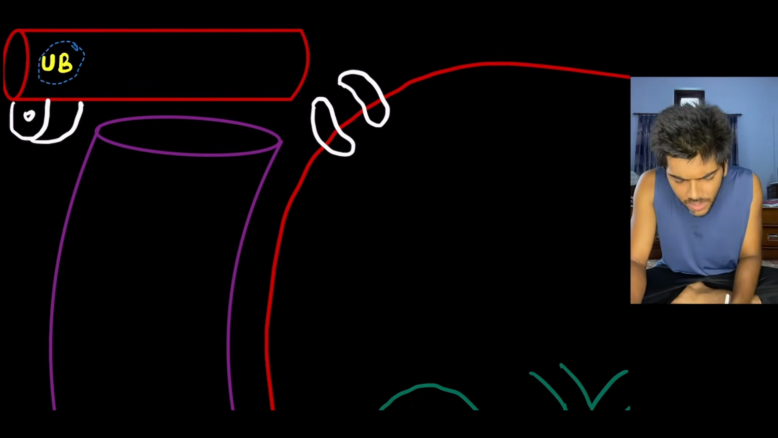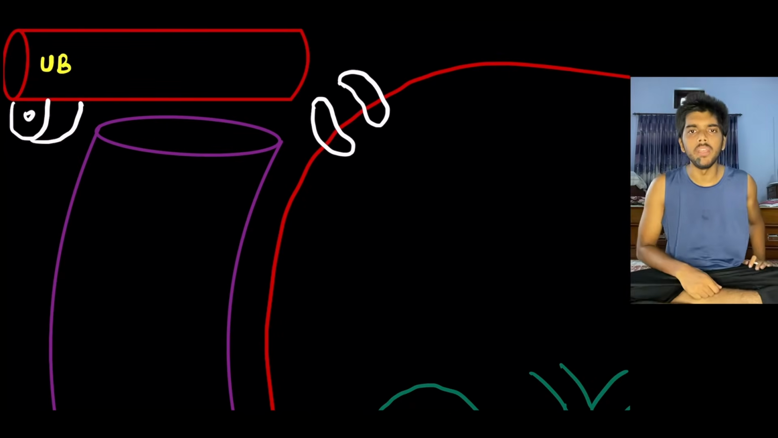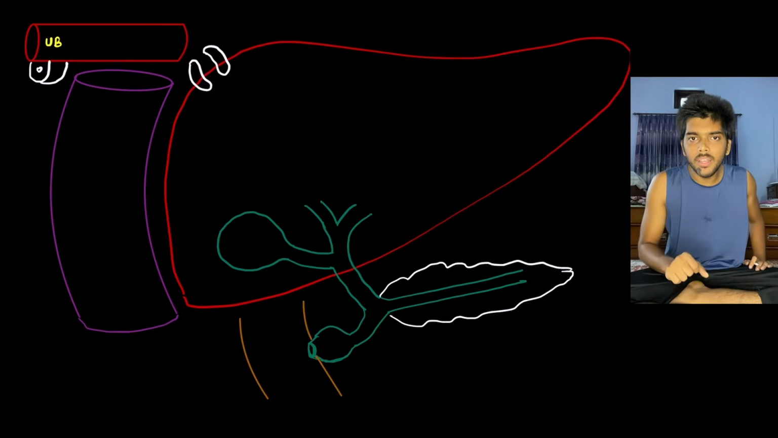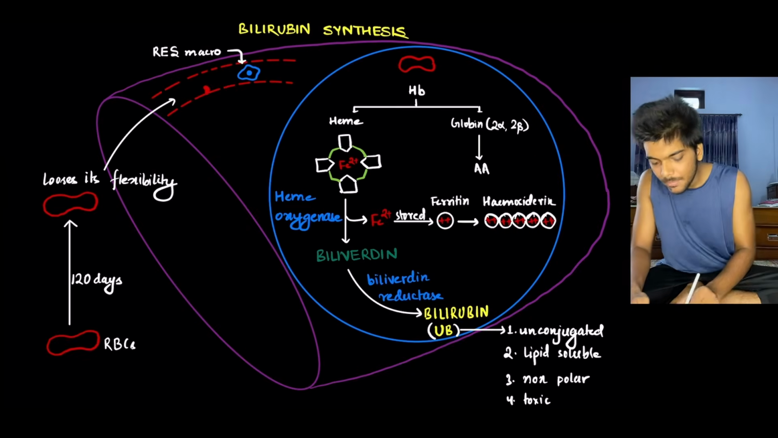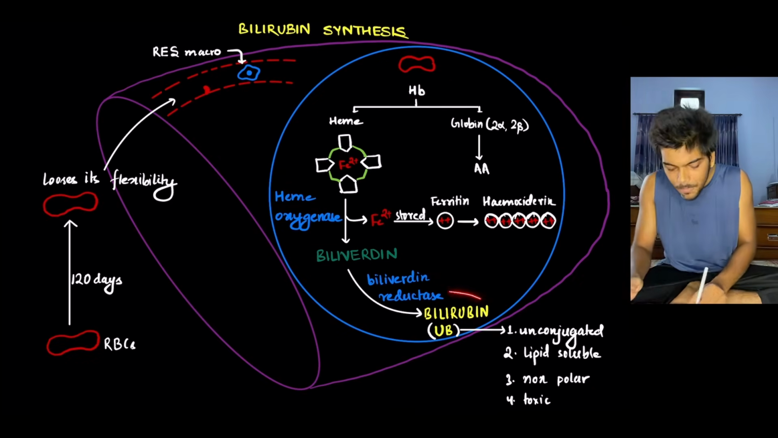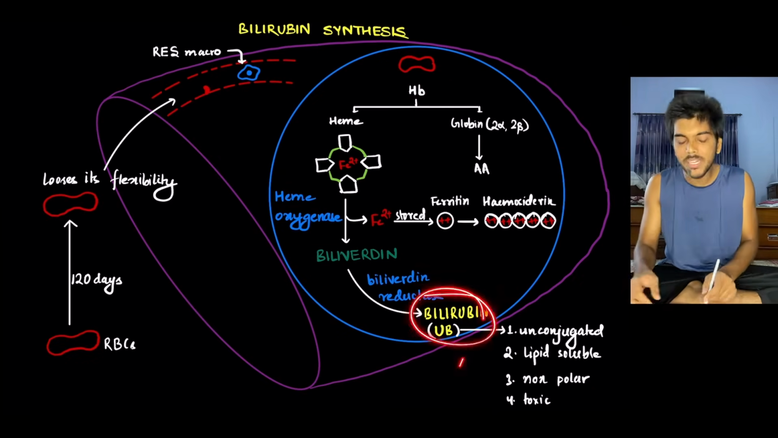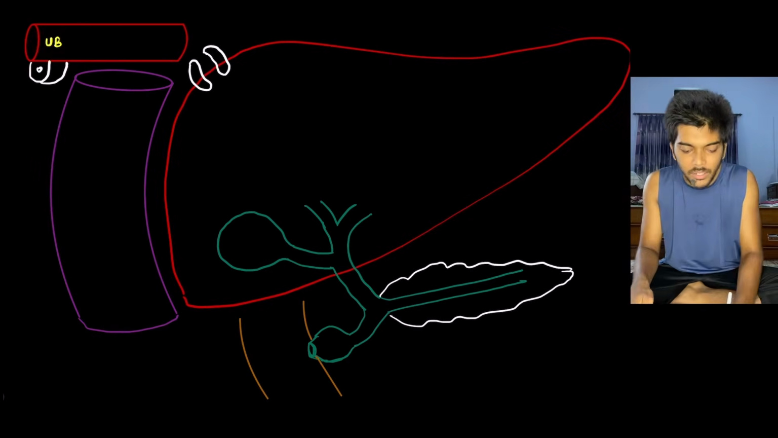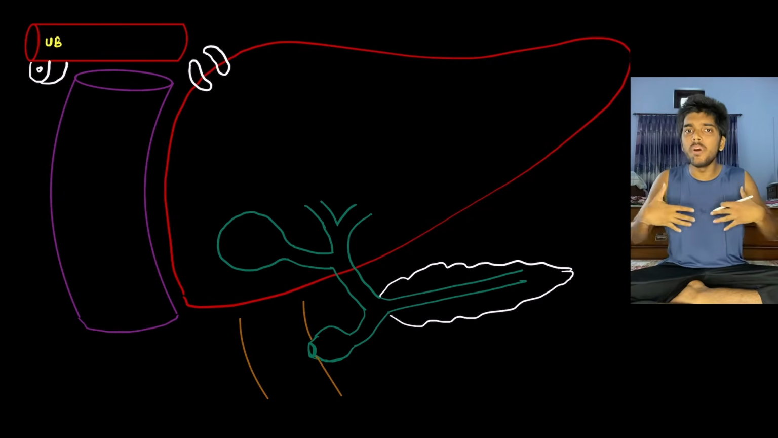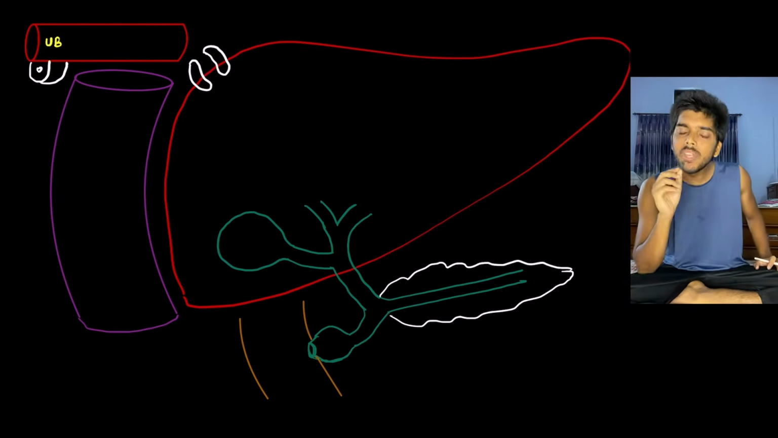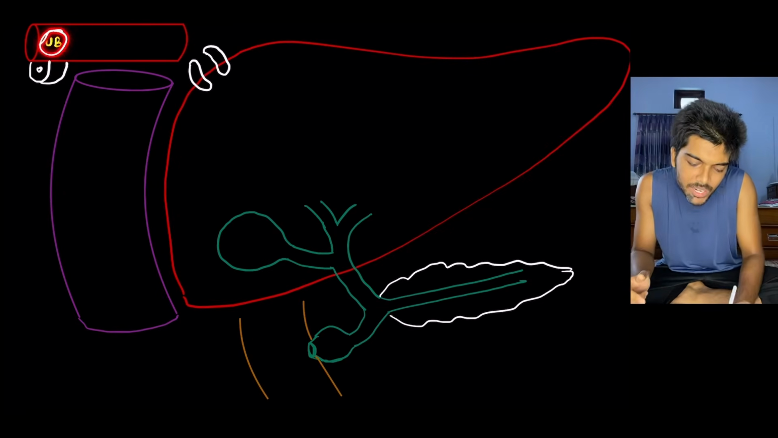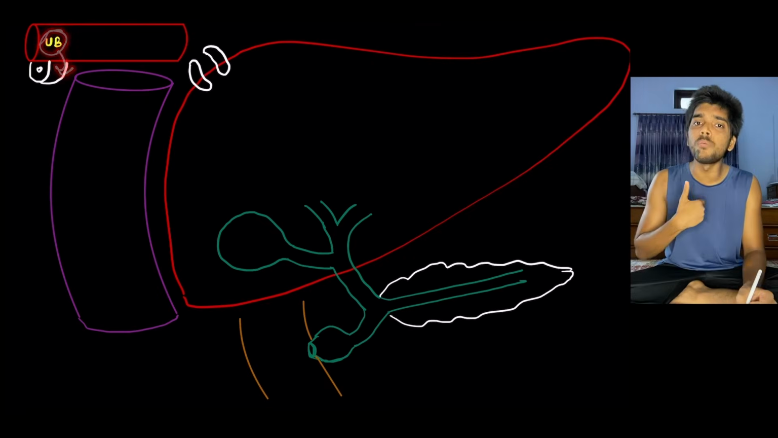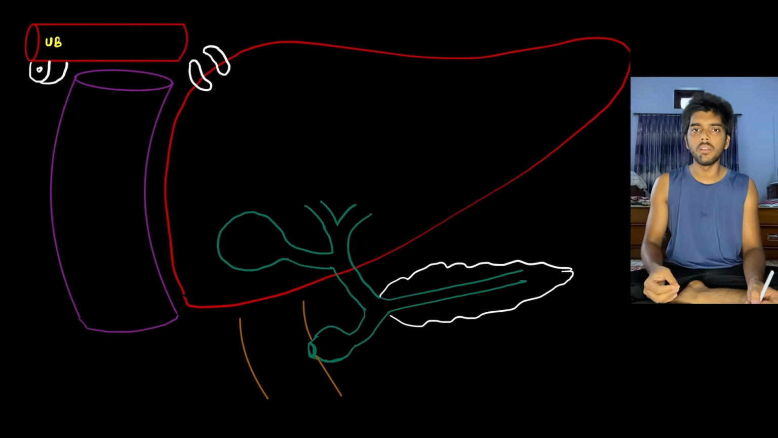But why does this not take place normally in our body? In our body, continuously, old RBCs are getting destroyed, hemoglobin is being degraded, and unconjugated bilirubin is being produced, which is being poured into body circulation continuously. But then why is it that this unconjugated bilirubin does not enter into our body tissue and destroy it? What is preventing that from happening?